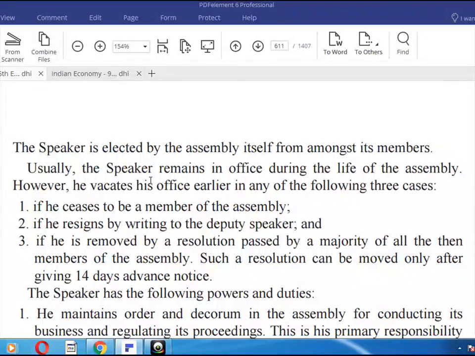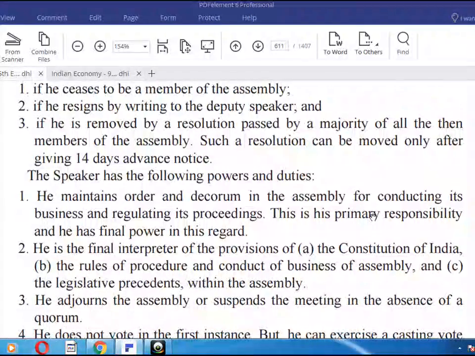However, he vacates office earlier in any of the following three cases: if he ceases to be a member of the Assembly, if he resigns by writing to the Deputy Speaker, or if he is removed by a resolution passed by a majority of all the then members of the Assembly. Such a resolution can be moved only after giving 14 days advance notice. Okay, the Speaker has the following powers and duties.